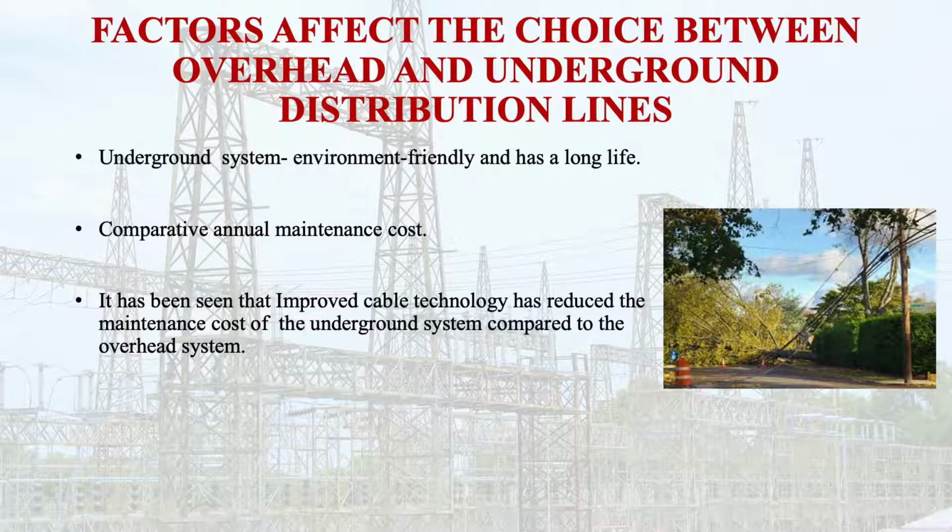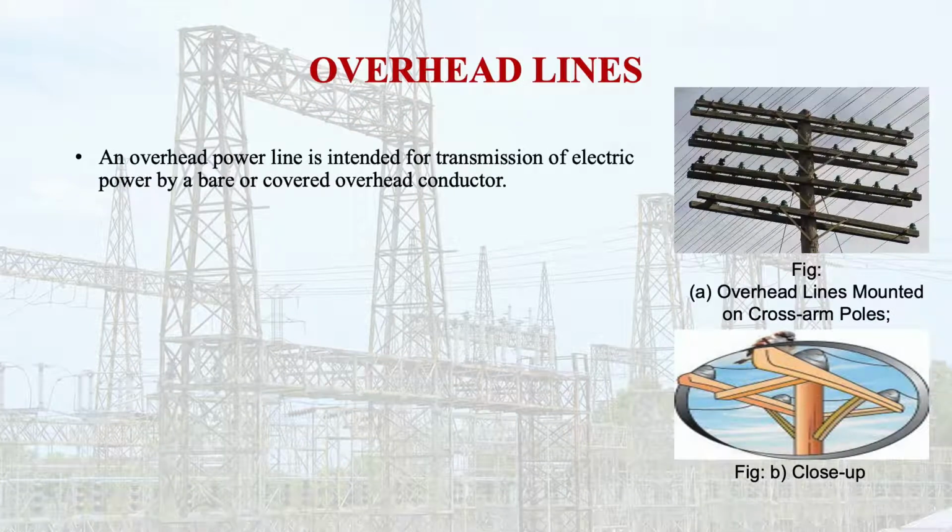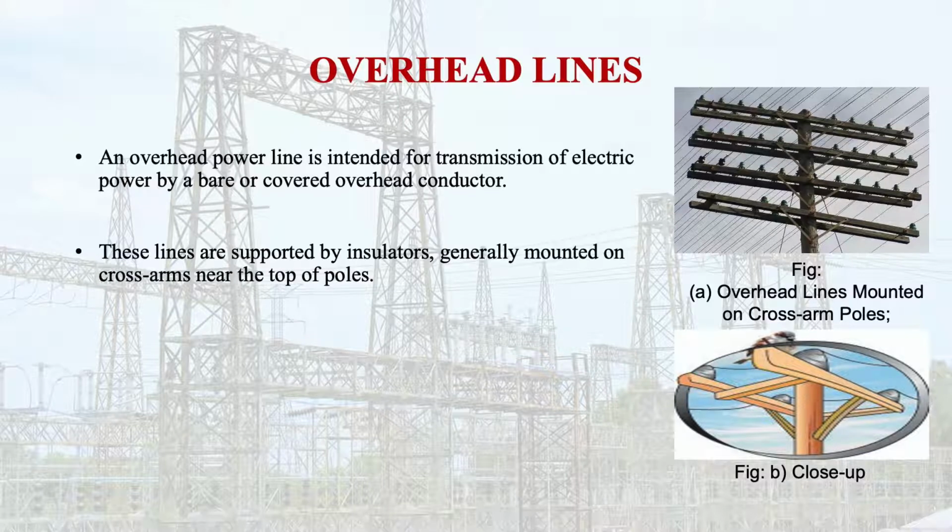Now see what these overhead lines are. Overhead power lines are intended for the transmission of electric power by bare or covered overhead conductors. You can see in the picture, you all know about this. As shown in the figure, the lines are supported by insulators generally mounted on the cross arm near the top of the pole. What is this cross arm? This cross arm is a horizontal member near the top of the pole.